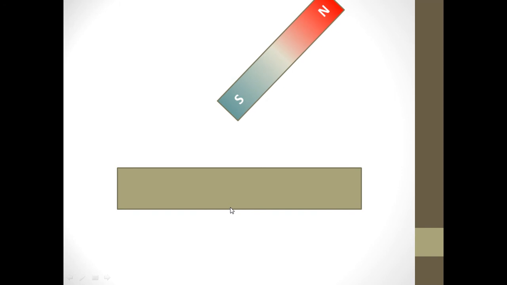As I stroke the iron with a magnet, the south end is attracting the north. So it pulls all the norths this way. And as a result, this piece of metal develops two poles, a north pole and a south pole. Now the south would be the opposite of the north.